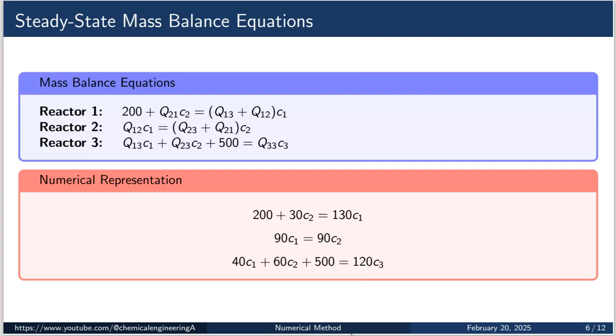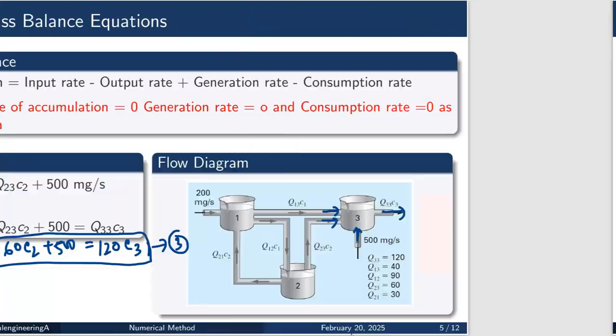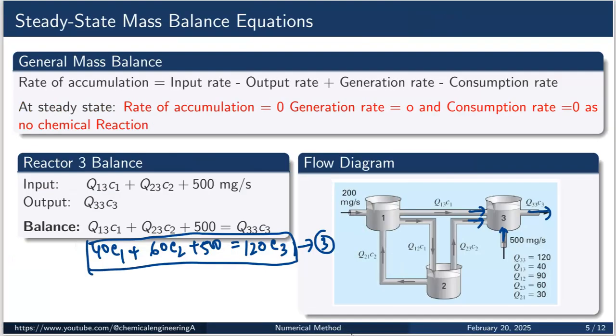Here is the reactor 1 equation, the reactor 2 equation, and the reactor 3 equation. If I plug in these values, the first equation is 200 plus 30 C2 equal to 130 C1, and the second equation is 90 C1 equal to 90 C2. We already did this in the previous slides. And the third one is 40 C1 plus 60 C2 plus 500 equal to 120 C3. So we got these equations.